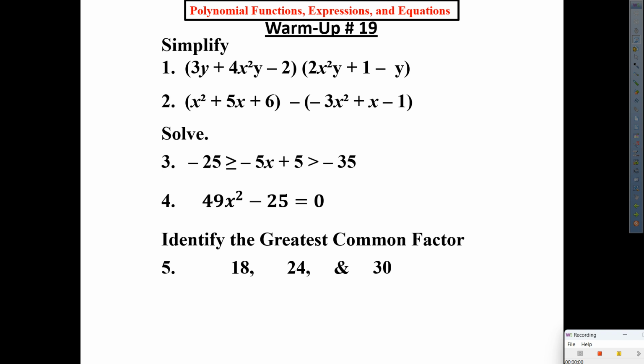Warm-up number 19 is on the screen. It shouldn't take you long. Numbers 1 and 2 should be a review. Same thing with 3 and 5. Number 4, if you notice, I introduced a new equation, but I'm pretty sure you should be able to solve that. Let's see how you do with that.